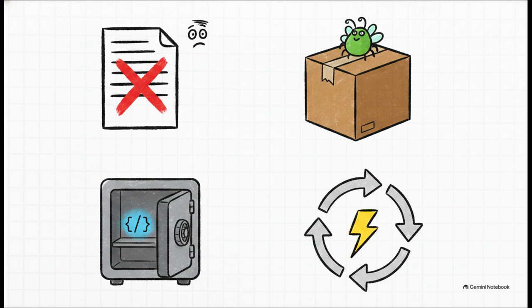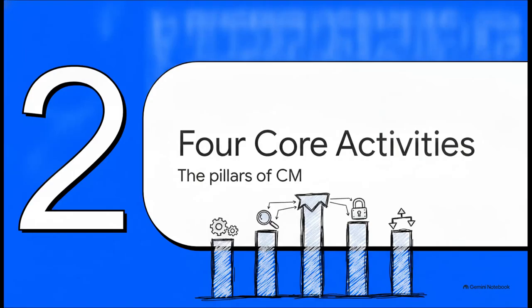Furthermore, if you look at modern agile development, where components and systems are changed several times a single day, that is practically impossible without using CM tools. Modern, fast-paced software engineering relies entirely on this foundation to function. Moving right along to Section 2, the 4 core activities.